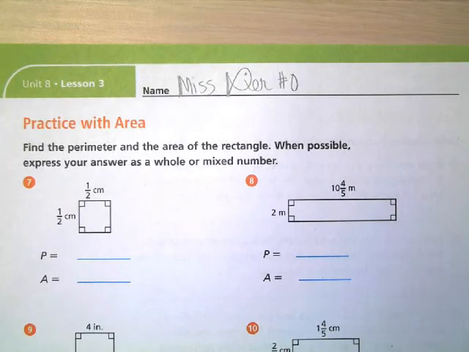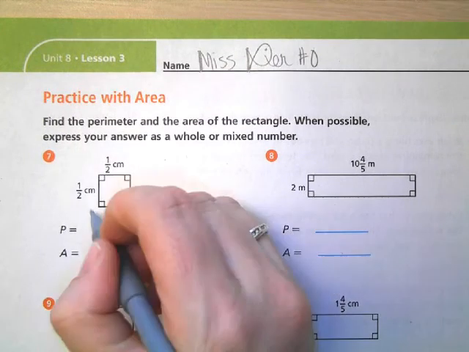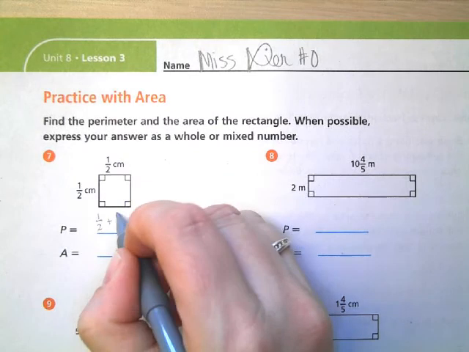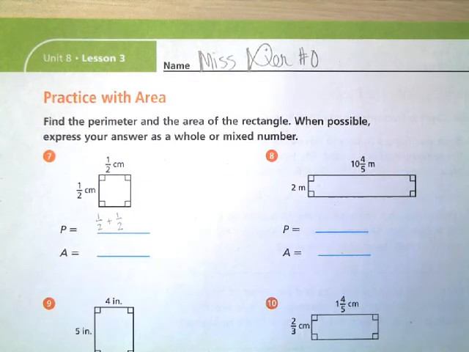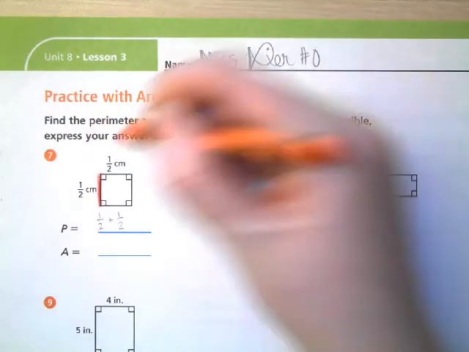Okay, it says practice with area. Find the perimeter and the area of the rectangle. When possible, express your answer as a whole or mixed number. So perimeter, remember, is to add all sides. So the perimeter would be 1/2 plus 1/2. So the 1/2 plus the 1/2.